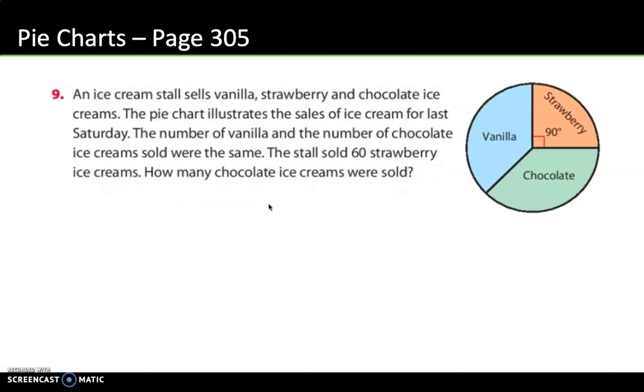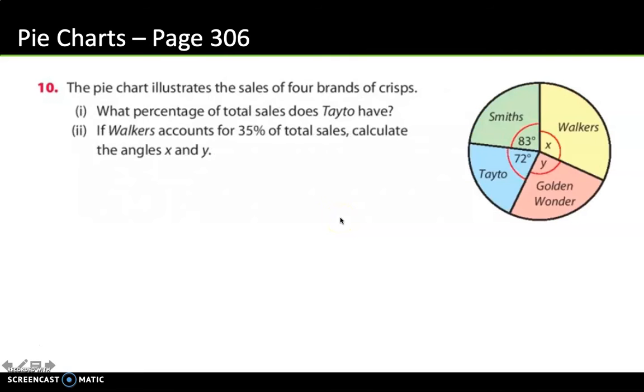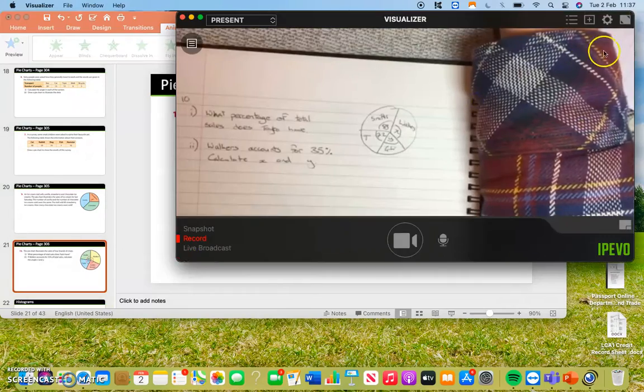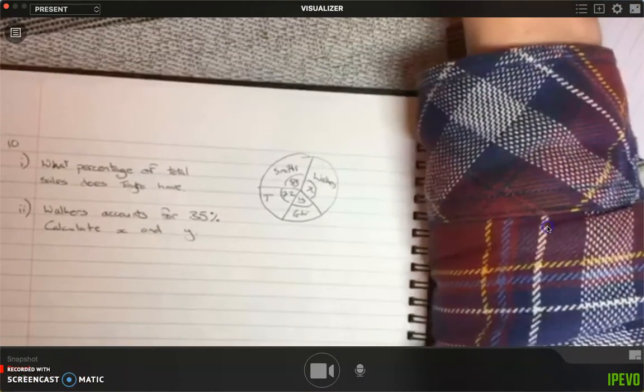Question 9 then, tiny bit tricky. Just make sure that you read it carefully. Vanilla and chocolate are the same amount, so they're going to be the same degrees. Okay. And question 10 I just wanted to do because this one always screws with people when it talks about a percentage. So you have to remember the difference between percentages and degrees. Okay. By all means, have a go without looking at the visualizer, but if you're stuck, make sure to watch the end of this video.